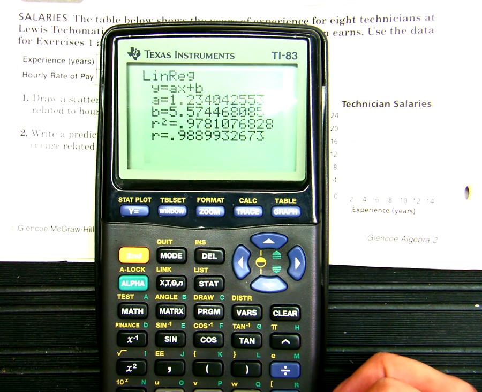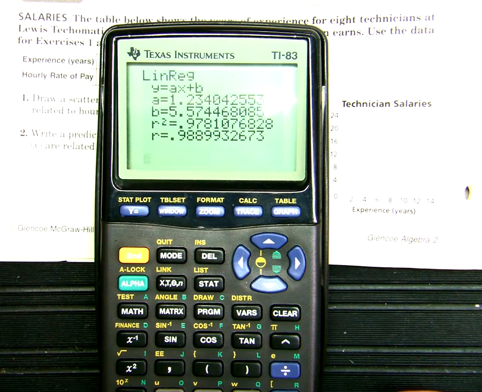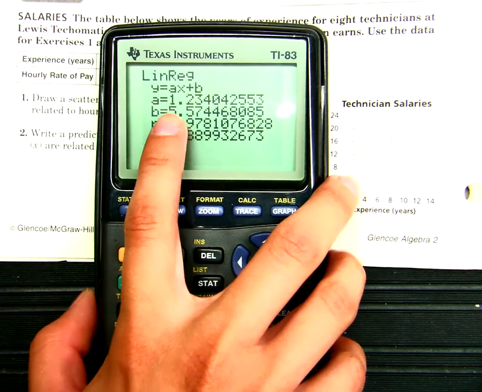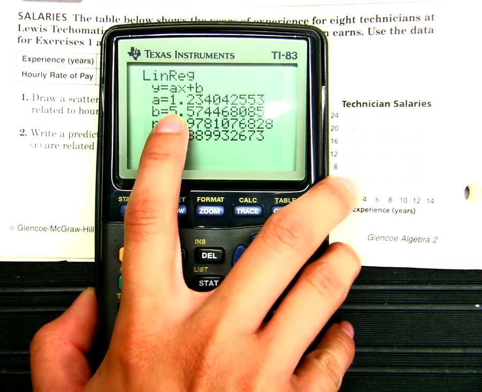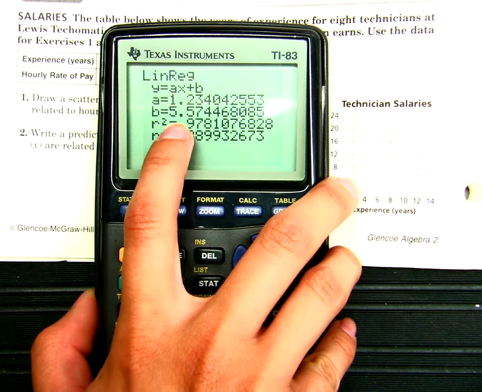If you have the newer model, you will have to do one extra step by going all the way down to where it says calculate, hit enter on calculate, and it will calculate your equation for you. Either way, we'll get the same equation. Now we have a nice linear regression, and you can see on the calculator that a is your slope, 1.23. Your y-intercept is around 5.57.